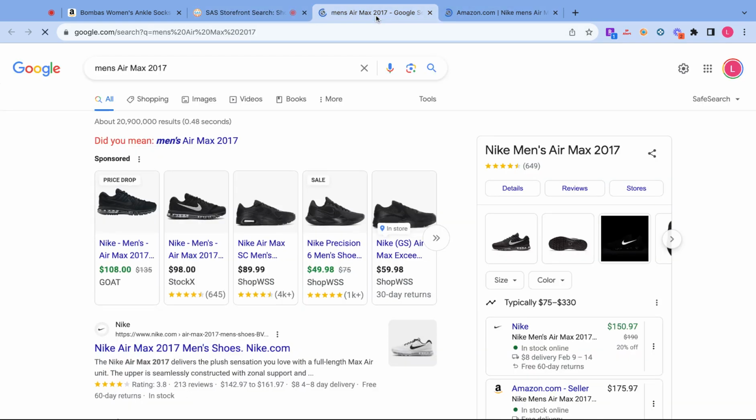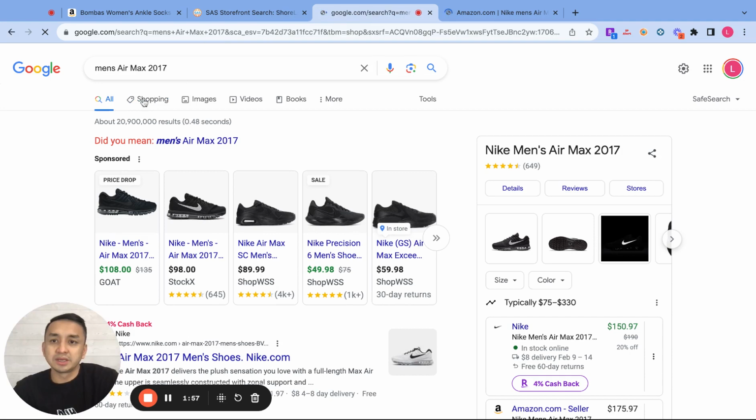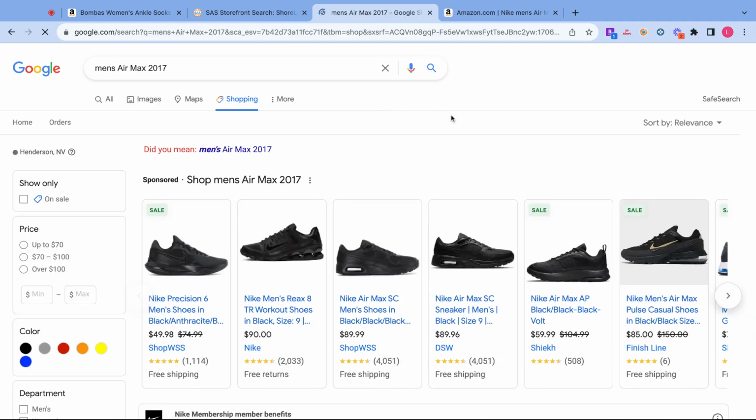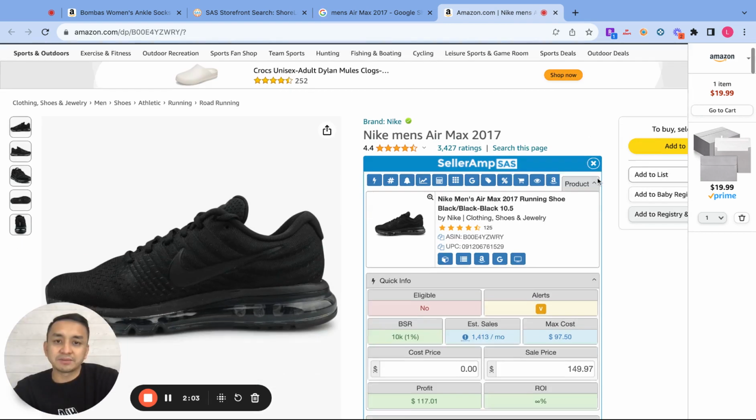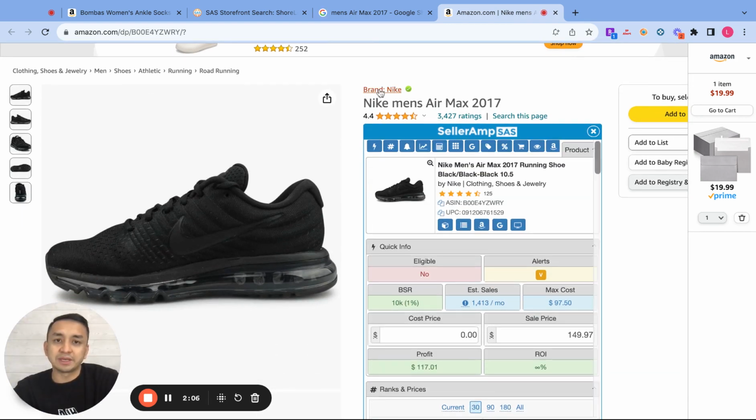And then under Google, I would click on Google Shopping right there. And then I would literally look for the exact same product, right? So this one is a Nike Men's Air Max 2017. And I usually like to look at the max cost because it makes it easier for me to do product research, because there's many products out there that look all the same. So I usually look for the exact same product that is priced at $97.50 or less.